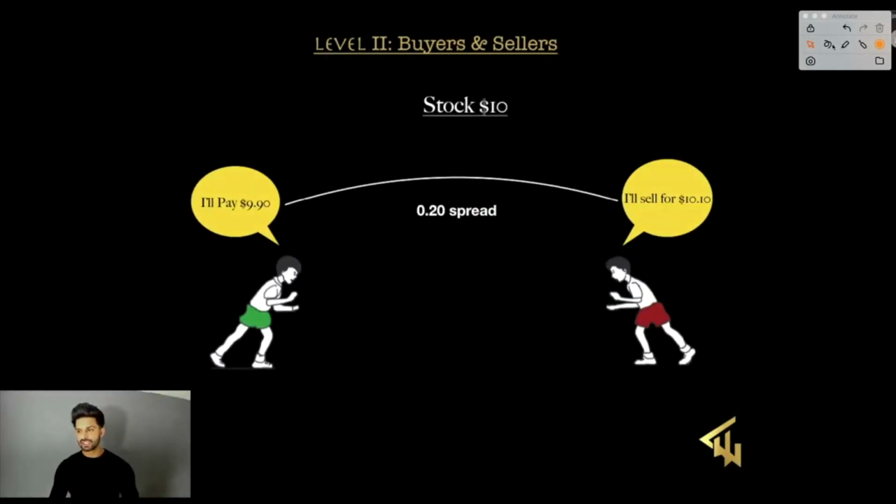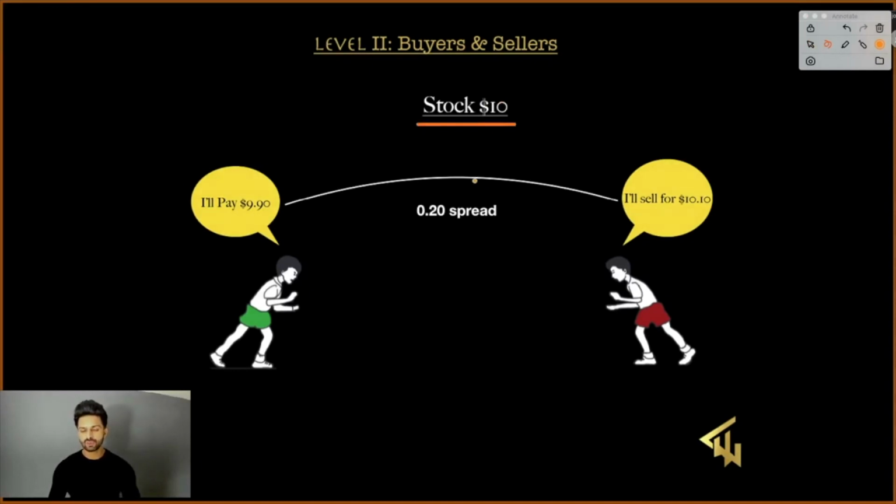Now let's look at this example. Right now we have a stock price which is valued at $10, and we have a buyer and a seller. The buyer wants to buy this stock, but he thinks it's overvalued by 10 cents and wants to buy it for $9.90, but the seller thinks this stock is undervalued and wants to sell it for $10.10, an increase of 10 cents. The difference between what the buyer wants to buy it for and what the seller wants to sell it for is called a spread, right?